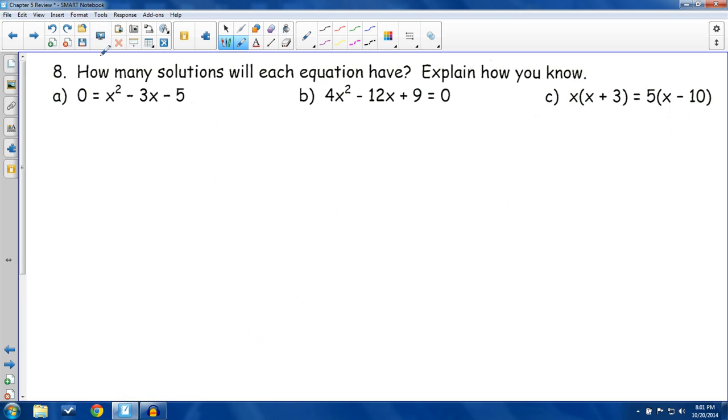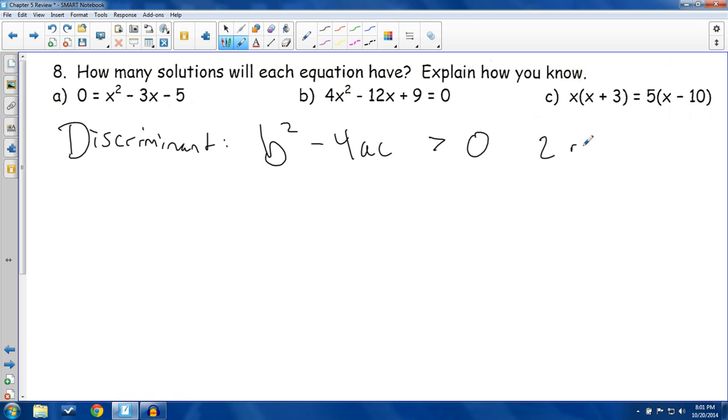Okay, last set of problems, number 8. How many solutions will each equation have? Explain how you know. There are a few ways you can do this. I'm going to go just by the discriminant method. You could graph this. You have to be careful and make sure your graphs are right, though. Basically, if b squared minus 4ac is greater than 0, if it's positive, I have 2 real solutions. If it's equal to 0, I have 1 real solution. And if it's less than 0, I have 0 real solutions.